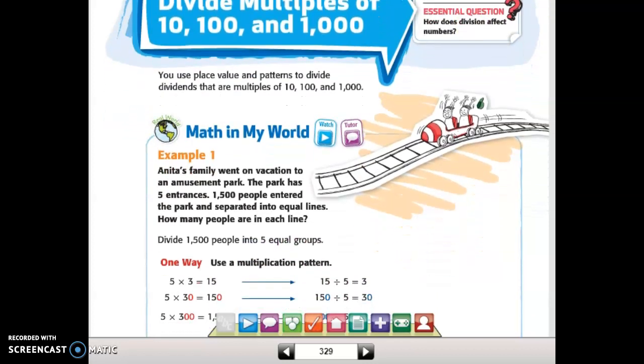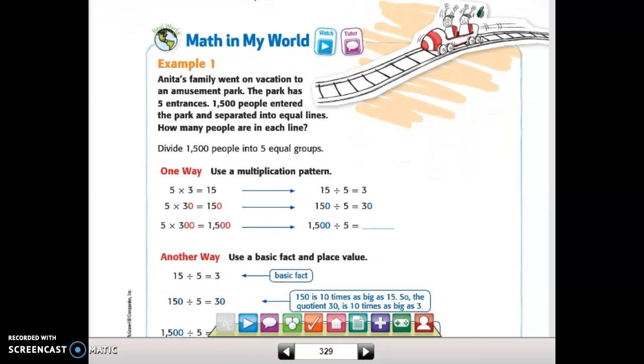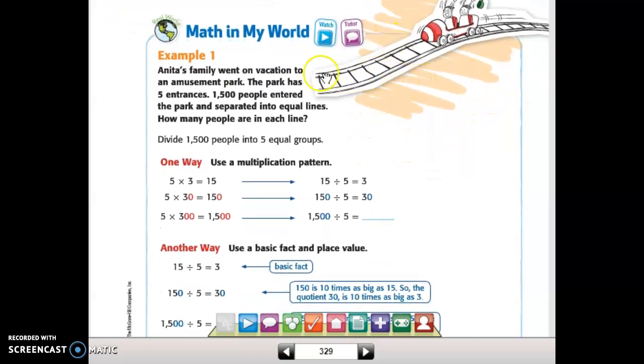So our example 1 uses multiplication to sort of do the inverse operation to find the answer. Anita's family went on vacation to an amusement park. The park has 5 entrances. 1,500 people entered the park and separated into equal lines. How many people are in each line? So in order to take this many people and section them into the 5 separate entrances, we need to divide. Divide 1,500 people into 5 equal groups.